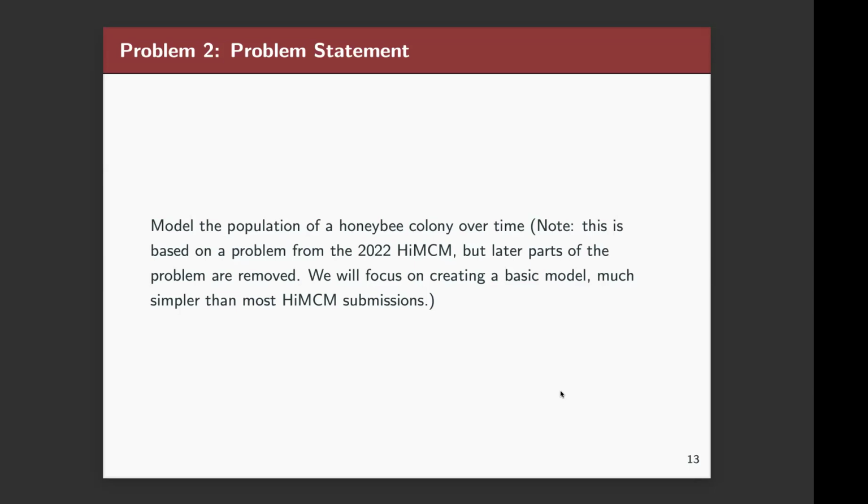And also, here's a note. So this was actually borrowed from the 2022 HiMCM, but the original problem was very difficult. So basically, this is a simpler version of the first question in that larger problem. And yeah, so for this problem, we'll focus on a rather basic model compared to most of those official solutions that involved a lot more advanced mathematics.